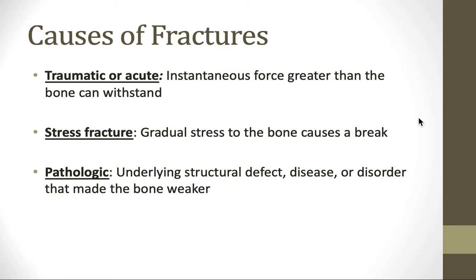In pathologic fractures, there's an underlying structural defect, a disease, or a disorder that made the bone weaker. So that stress-strain curve we just looked at would be a lot flatter. This could be something like having a tumor in the bone, or it could be a disease that causes calcium to be absorbed poorly, or it could be something like osteoporosis, in which the bone density is a lot less than it could or should be in order to be a nice, strong bone.